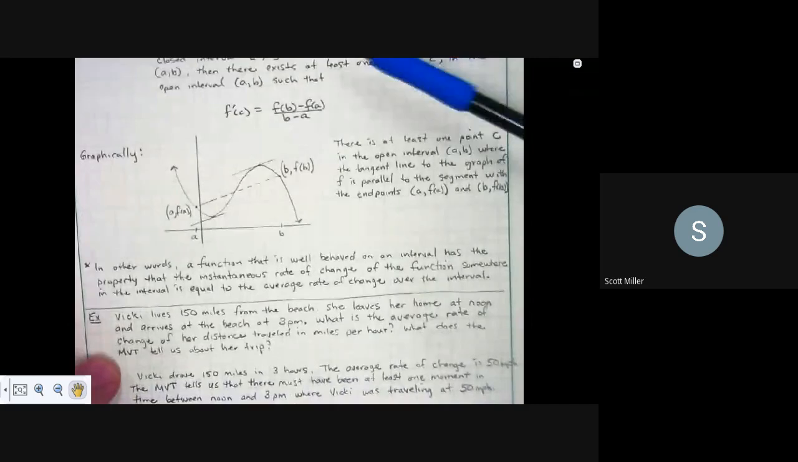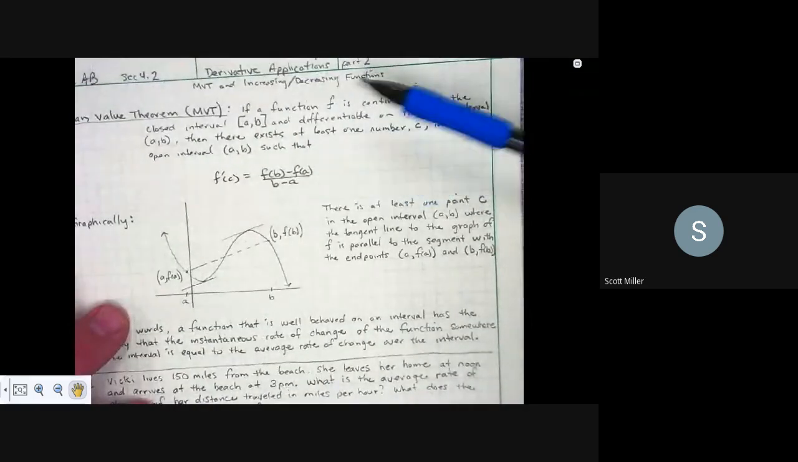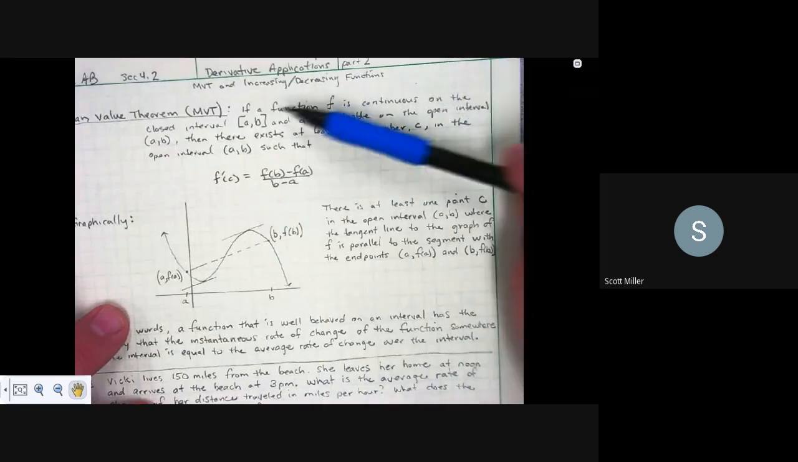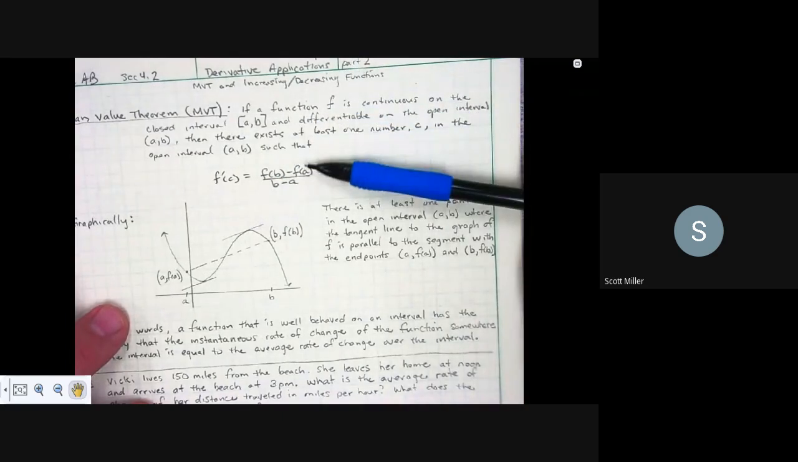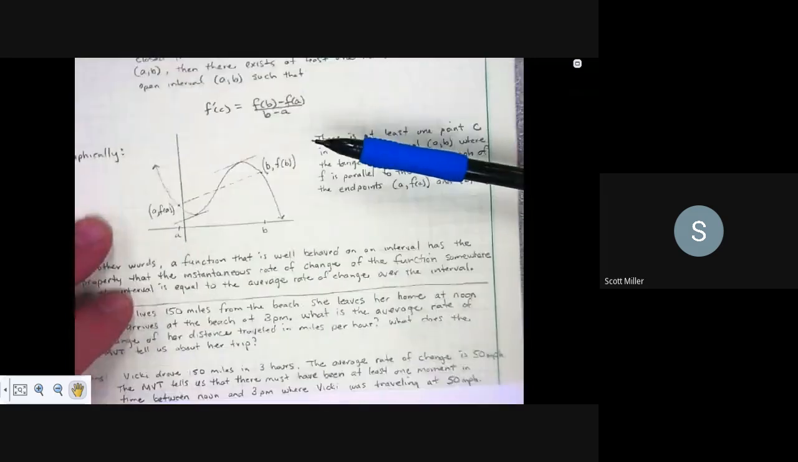You have to establish the conditions first. Before I can talk about this, I have to show that the function is continuous on a closed interval and differentiable on the open interval. Then I can talk about this, meaning that it does exist. The mean value theorem is an existence theorem. It's telling you that there will exist a number.